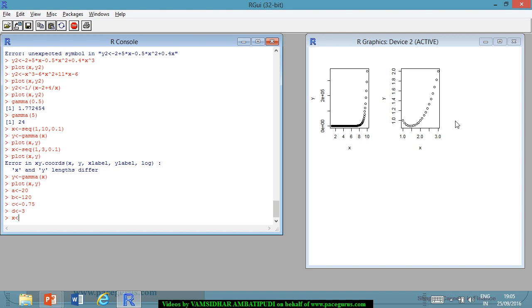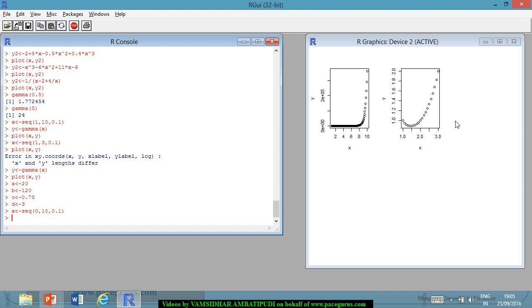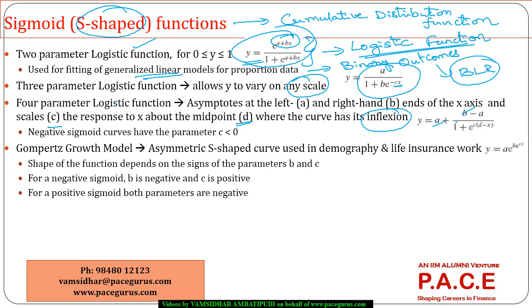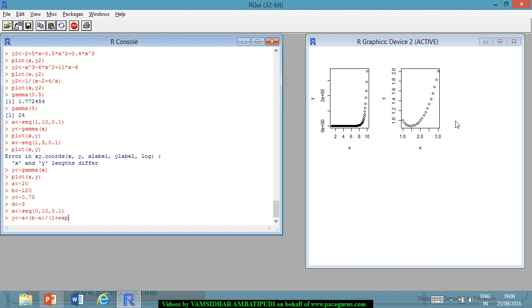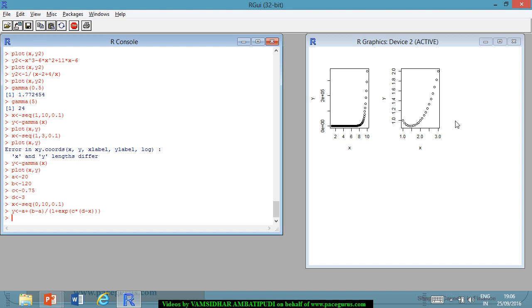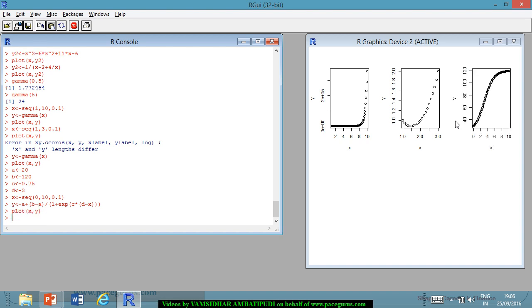So Y in this case will come out for different values of X. Let me take X ranging from 0 to 10 with an increment of 0.1. Now I'll compute my Y, the 4-parameter sigmoid function, which I would write as A plus (B minus A) divided by 1 plus e to the power of c times (d minus x). So that's how I am computing the value of y. Now I am saying plot x comma y. This is an S-shaped function that is coming up, and you see here the values are lying between 20 and 120, because the a value and b value are the left and right hand ends.